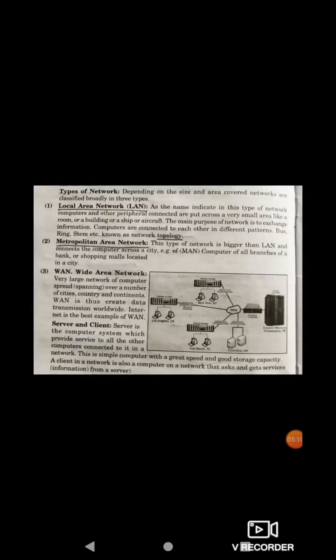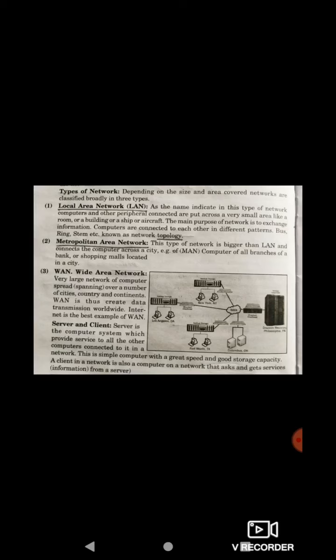And the third one is the network driver. This software is installed on all the computers connected to the network. Drivers help to carry the information or help us to connect to a network. So these are the three main types under the software category: network operating system, communication protocol, and network driver. Let us read further to understand the types of network.